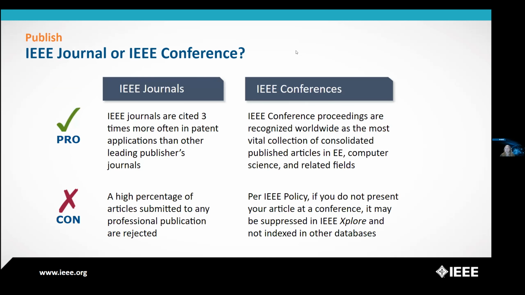When you're thinking about presenting at a conference, there are a couple of things to keep in mind versus publishing in an IEEE journal. IEEE journals are cited 3 times more often in patent filings than other publishers. Many IEEE journals have extremely low acceptance rates because a lot of people submit. The more people who submit, the more papers are rejected. It's not unusual for an IEEE journal to have a 10% acceptance rate, meaning 9 out of 10 papers submitted are rejected.